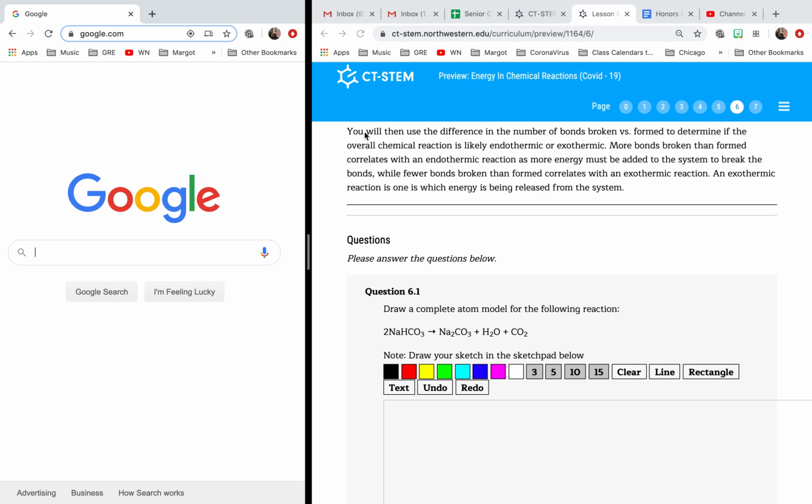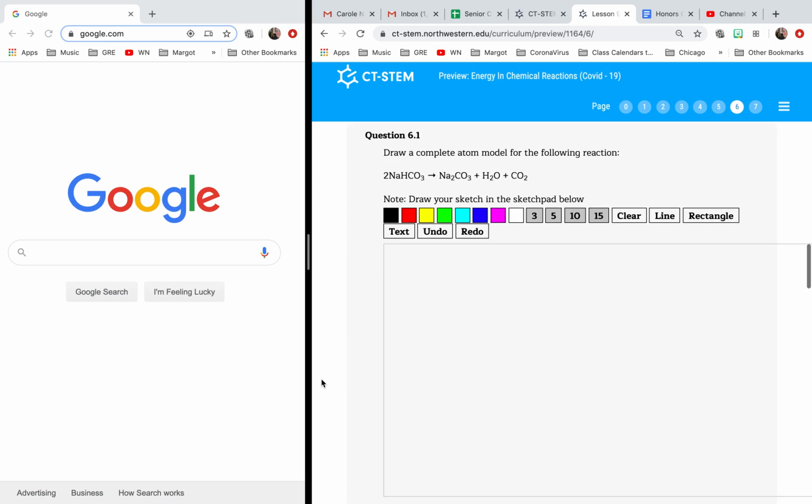How do I do that? That information is given to you in this second paragraph here. More bonds broken than formed correlates with endothermic. More bonds formed than broken correlates with exothermic, okay? So you'll come down here and you'll draw these out.